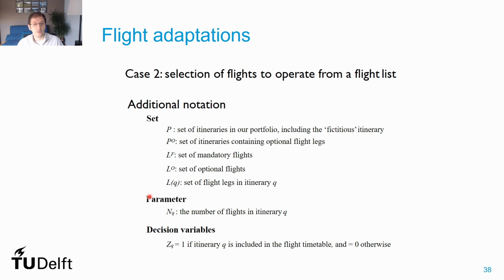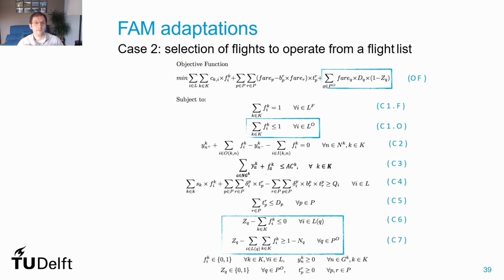For parameters, we need to provide information regarding the number of flights that are part of each itinerary. Finally, we'll have the decision variables Zq, which are binary variables that define if the itinerary is included in the timetable or not, given the flights that we may end up adding or removing from our timetable. And this is the final model, integrating the fleet assignment model with the passenger mix flow model and the option to add or remove flights from a list, considering the impact on the passenger itineraries.